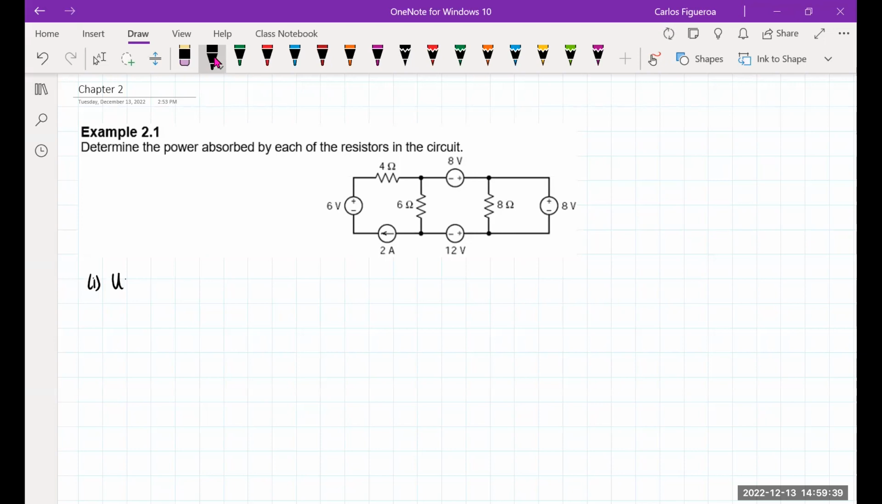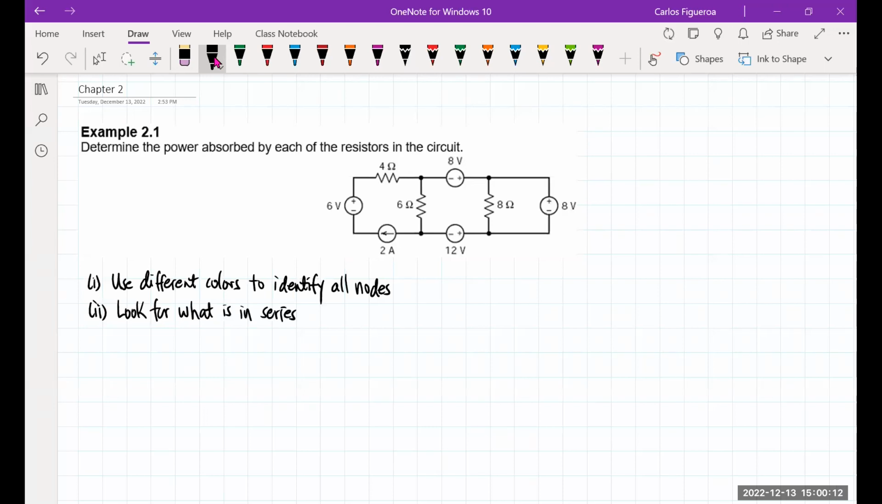1, use different colors to identify all nodes. And then from there, look for what is in series versus parallel.